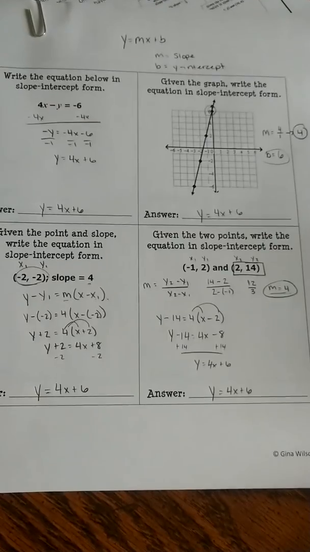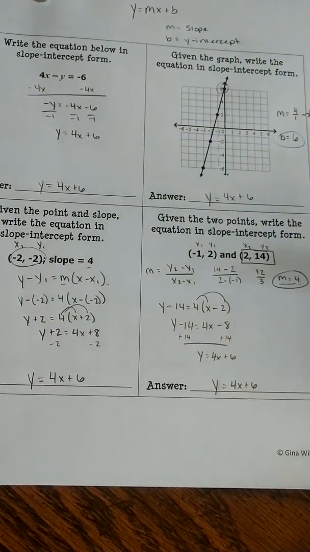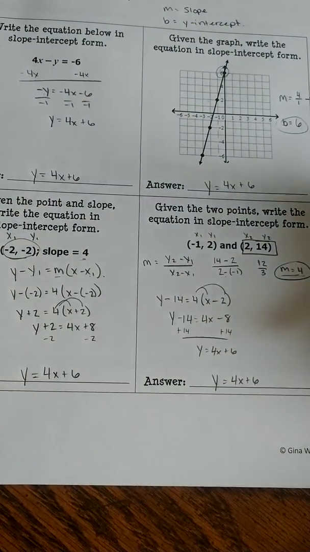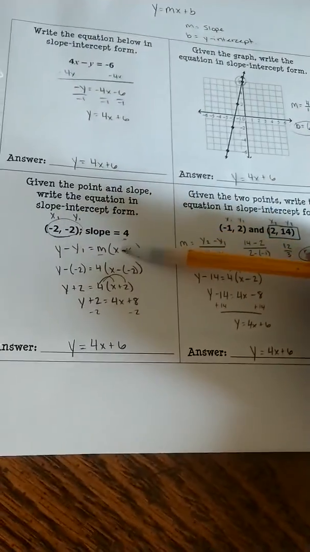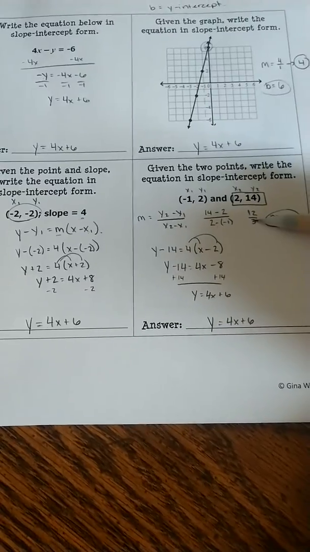So on the rest of the pages for day 8, you're going to do the same exact thing, follow the same set of steps on each problem. On this one, isolate your y. This one, isolate your m and b. This one, point slope. This one, use your slope, then point slope.